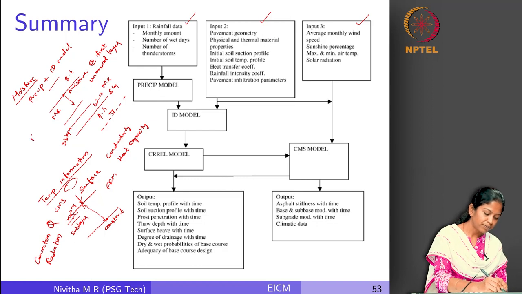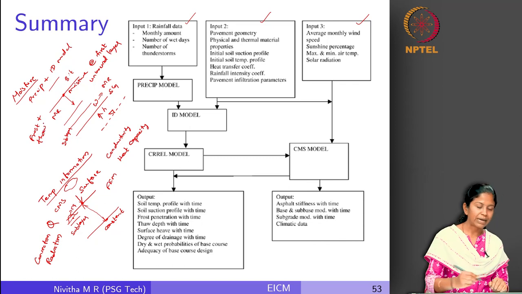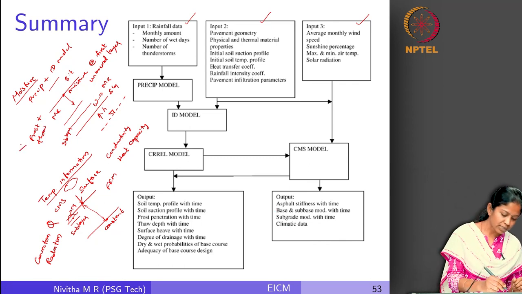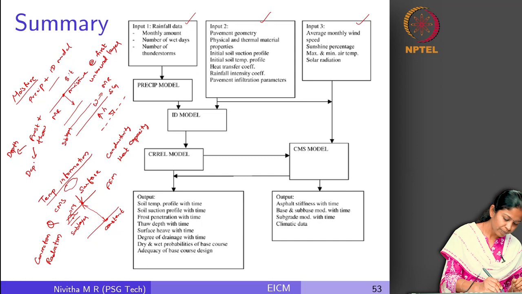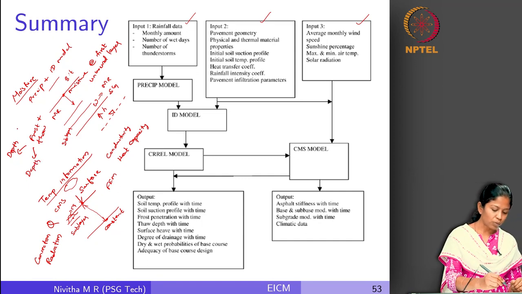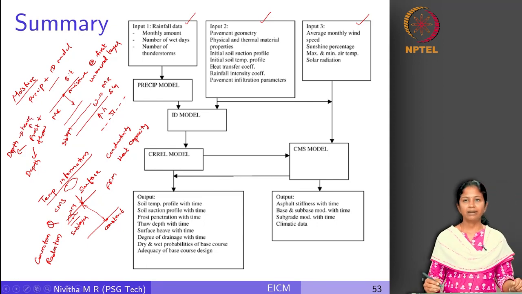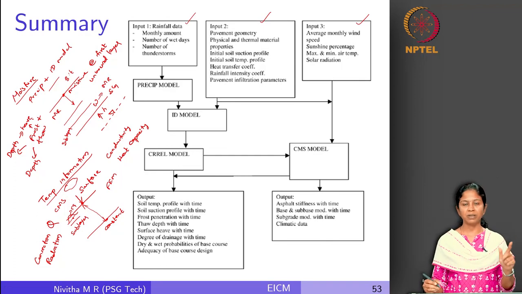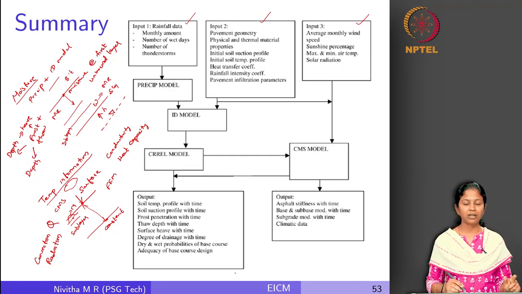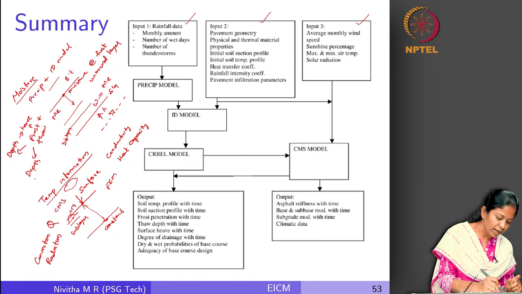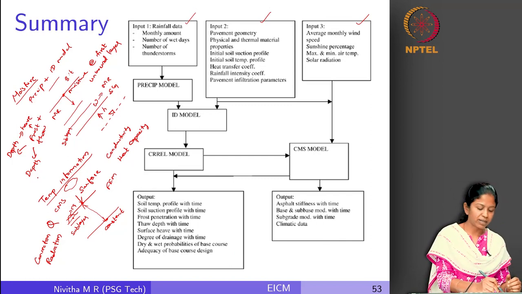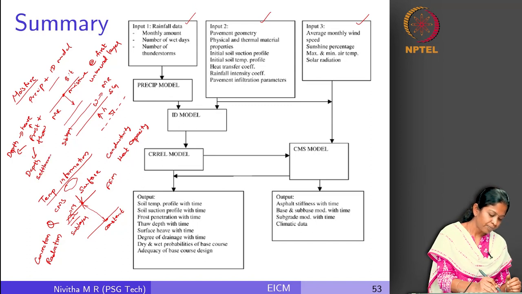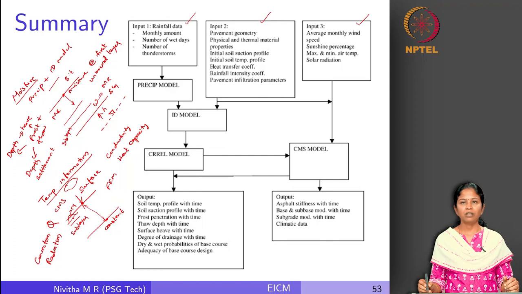Also, we have a frost and thaw model which will tell us what is the depth of frost and what is the depth of thaw. So during frost, what is the heave that is happening? I had illustrated how heave happens during frosting with a pictorial representation in an earlier lecture. You can recall that. And during thawing, how much is the depth to which this thaw effect is observed, and what is the settlement of the pavement because of this thaw effect, right?